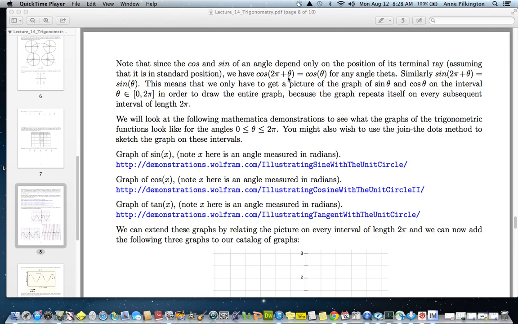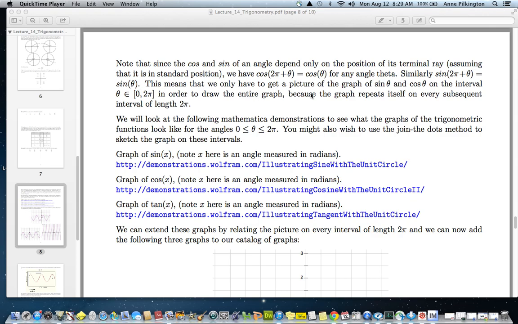Now, cosine of theta is a function of theta and sine of theta is a function of theta. And we'd like to get a picture of the graph of cosine and sine: the graph of y equals cosine of theta, or y equals cosine of x, where x is measured in radians, and y equals sine of theta, or y equals sine of x, where x is measured in radians.